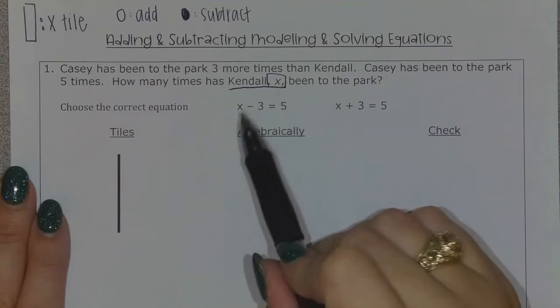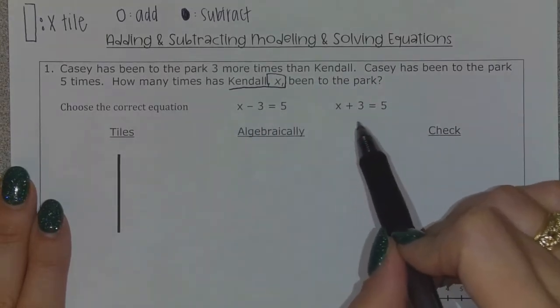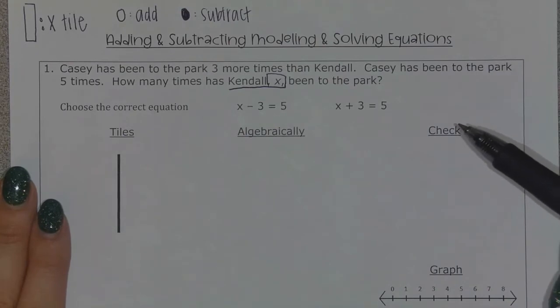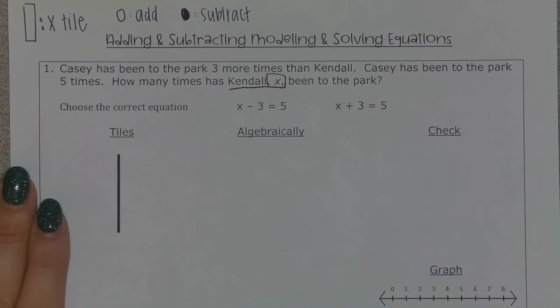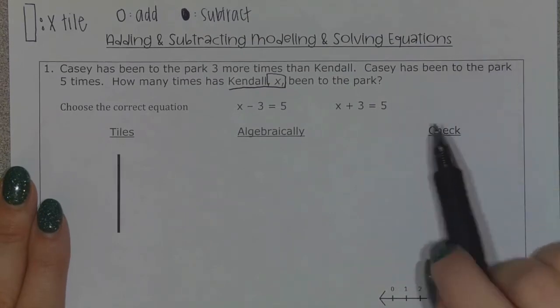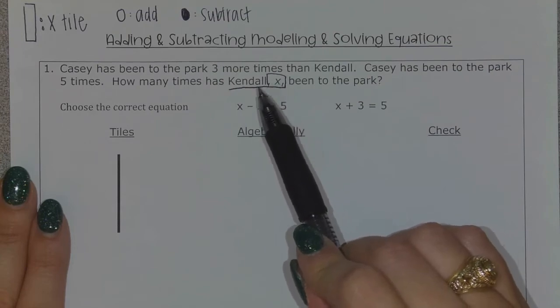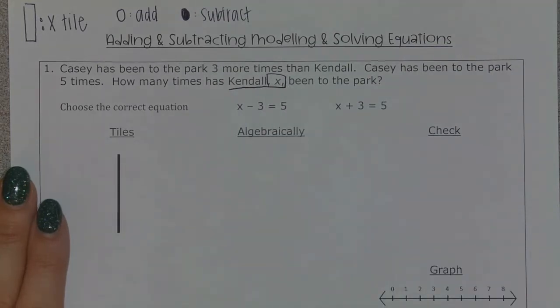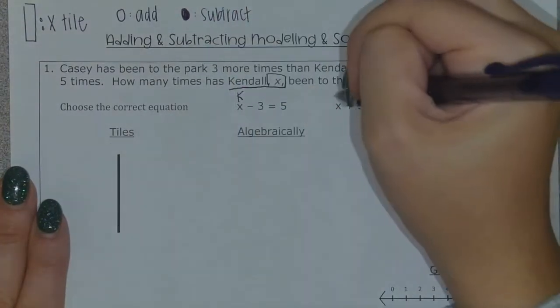And then I see that I have 2 options here. So I have X minus 3 equals 5 or X plus 3 equals 5. So I'm going to label in both of these equations everything that I know is true from this problem up here. And I'm going to start with the variable. So I know that Kendall is represented by the variable X. So everywhere I see an X, I'm going to put a K for Kendall above it.